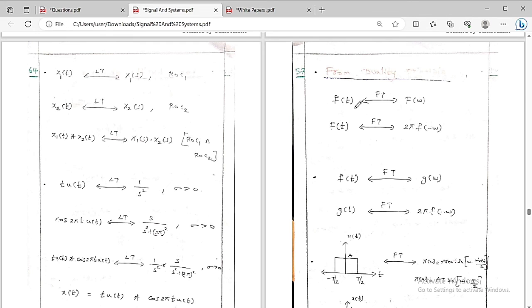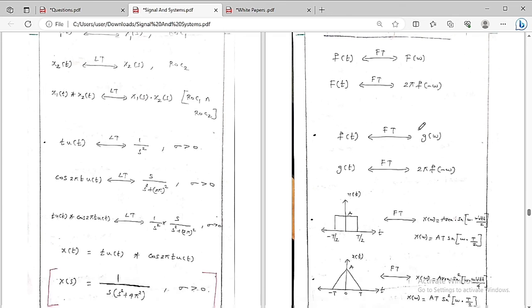So listen carefully. Suppose this is a time domain graph, and the Fourier transform gives us some graph in the frequency domain. Suppose if this graph comes in the time domain, then this graph is going to come in the frequency domain with the multiplication of 2 pi, and replacing t by minus omega.